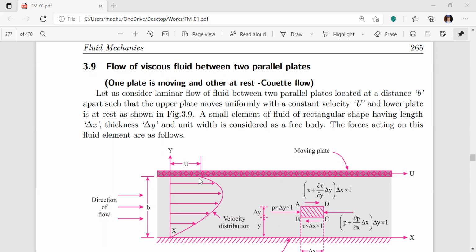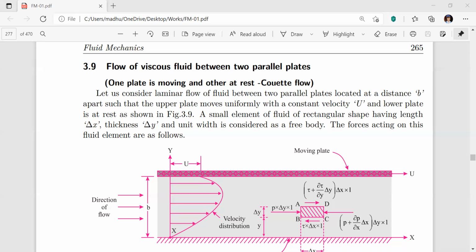Again, you may think that the title is the same, but observe here, one plate is fixed and another plate is moving. This type of condition, where one plate is moving and another one is at rest, and the flow that occurs in between these two plates, is called Couette flow. Couette flow is the flow in the passage between two parallel plates where one plate is fixed and another plate is moving with a uniform velocity U.